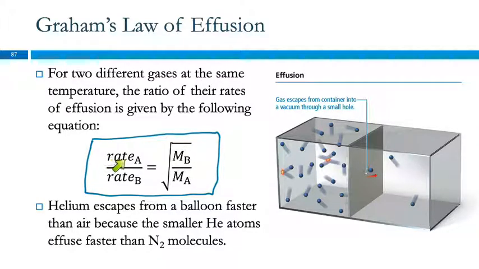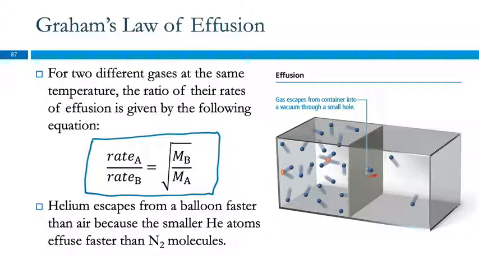The rate, or the root mean square velocity, for A was the square root of 3RT over capital M. And so that's where this comes from. Then if we're dividing by this, the molar mass for B ends up in the numerator. Helium escapes from a balloon faster than air because smaller helium particles effuse faster than nitrogen molecules, which is what air mostly is. If you have two balloons, one filled with helium, one filled with air, same kind of balloon, same conditions, the helium balloon is going to get small faster.